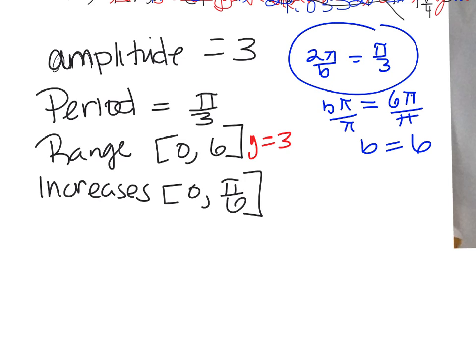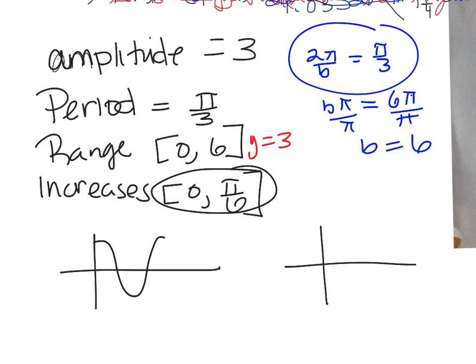All right, so now this other piece here says it's increasing from 0 to pi over 6. So remember, cosine looks like this. So from here, at 0, my graph is not increasing from 0 to whatever number, right? It's decreasing. So over here, my graph is increasing. So since my graph is increasing from 0 to pi over 6, I know that it has to start at its min. So that means when I plug in my amplitude, it has to be negative.